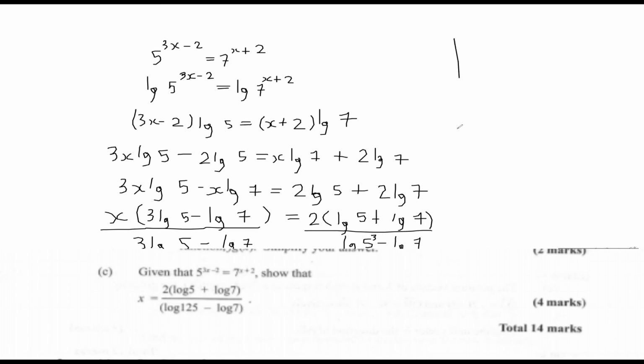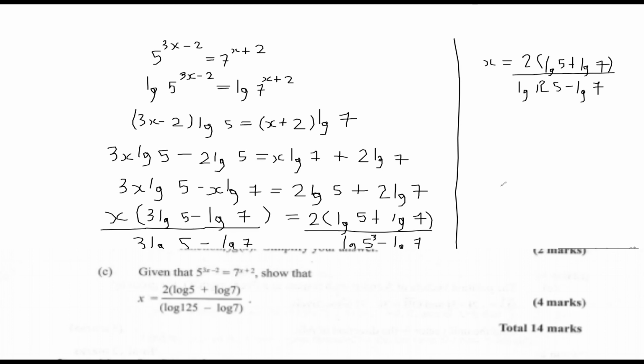And so finally, in conclusion, x is equal to 2 times log 5 plus log 7, and all of this is of course divided by log 5 cubed, and log 5 cubed is the log of 125, minus the log of 7. Nice and easy, no issues.